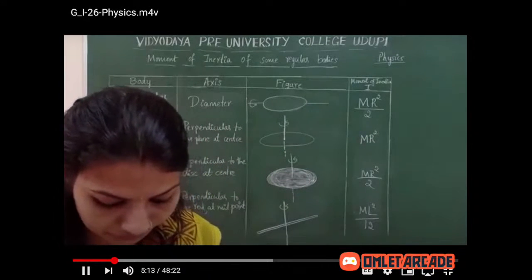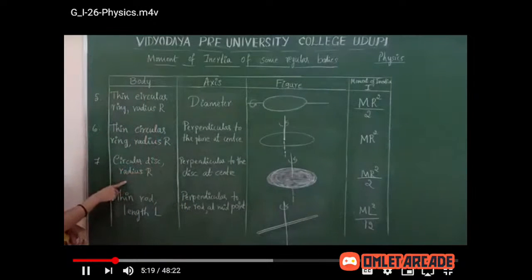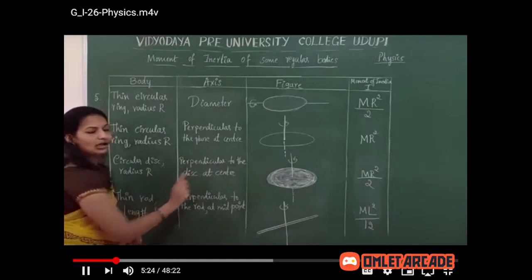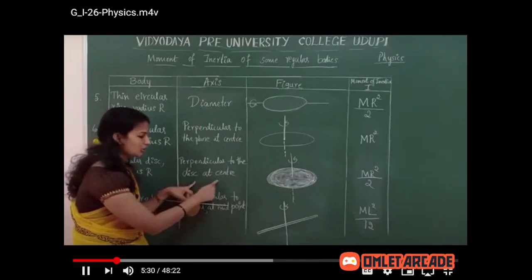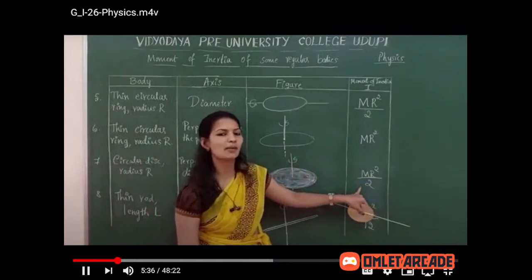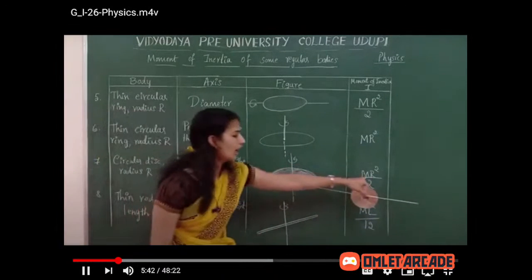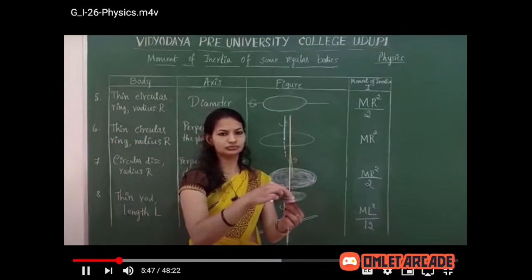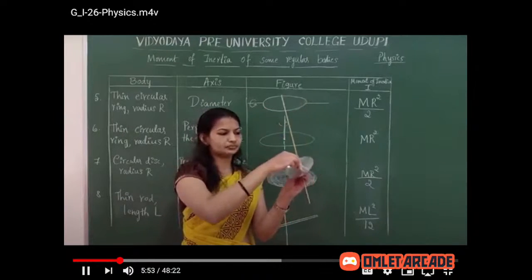Okay. The next body is a circular disc of radius r, and the axis is perpendicular to the disc at the center. The figure is like this. In this case, the moment of inertia is mr square by 2. M is the mass of this disc and r is the radius of this disc. The rotation is like this.